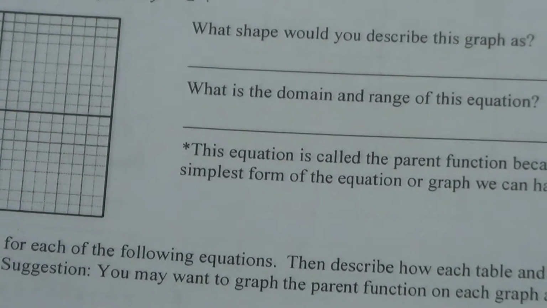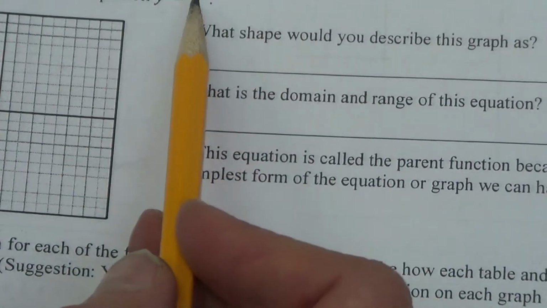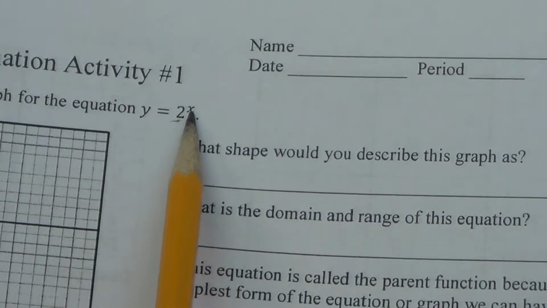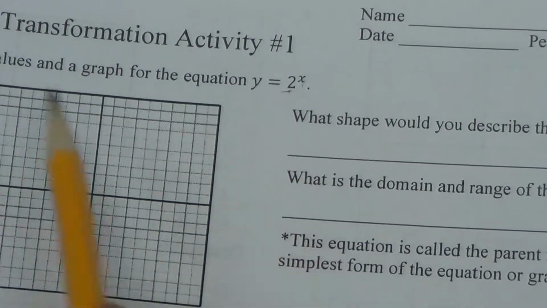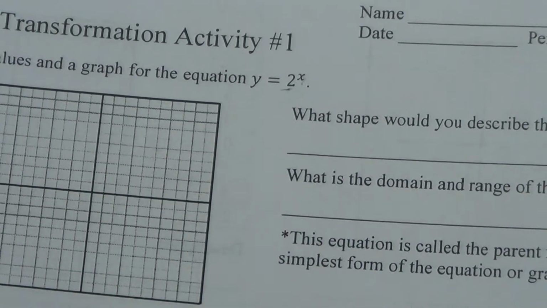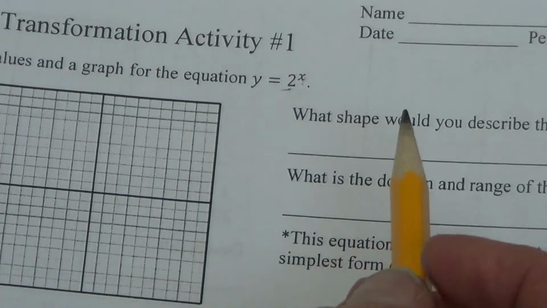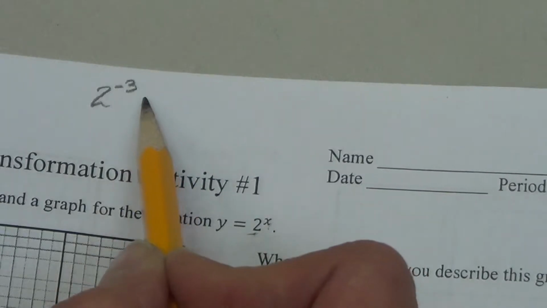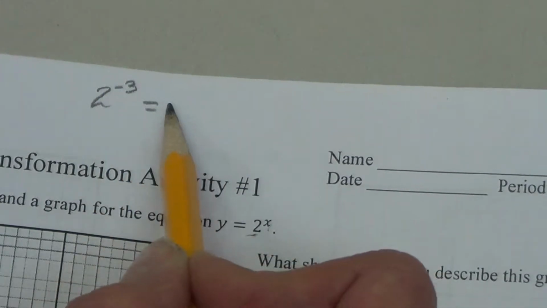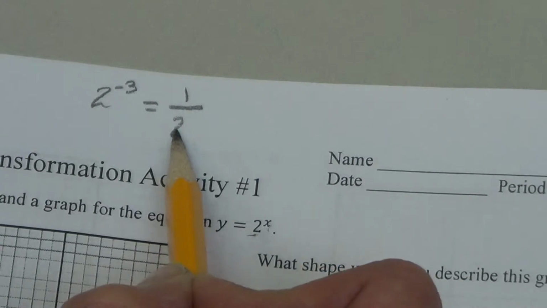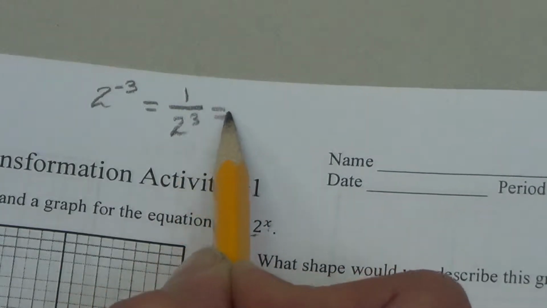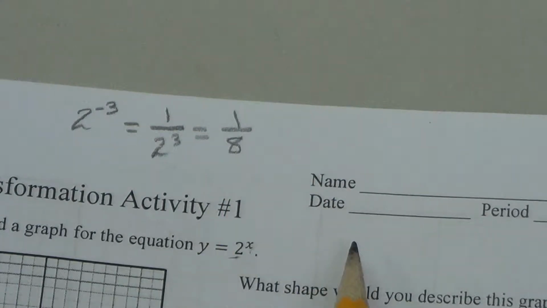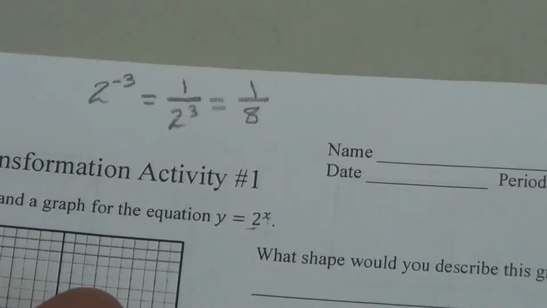The next parent function is an exponential equation. We have a 2 here, and we've got it raised to the x power. So 2 to the negative third, you've got to remember back to the last semester of algebra. The first step in dealing with a negative exponent is to flip it to the bottom. So it's 1 over 2 to the third. 1 over 2 times 2 times 2 is 8. So that's 1/8.